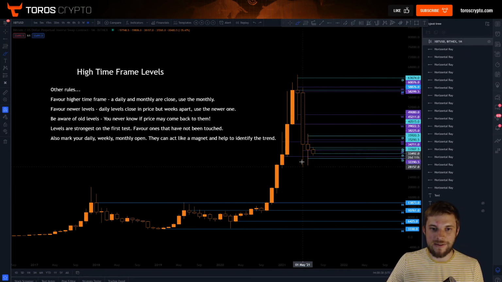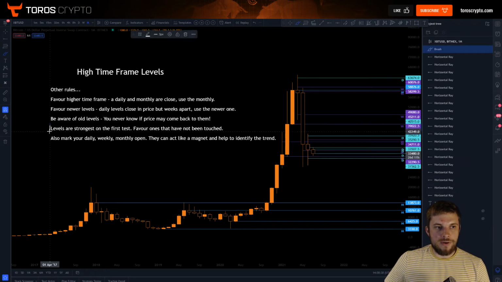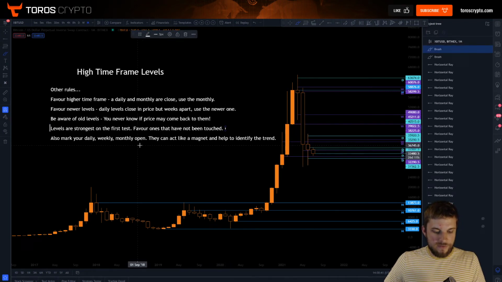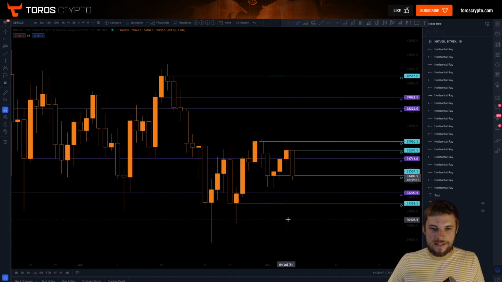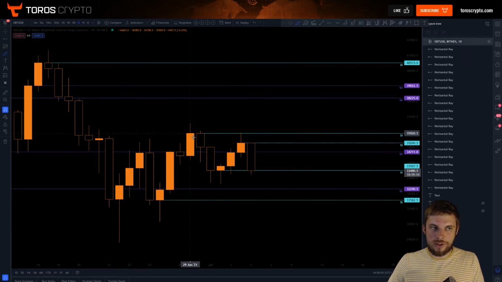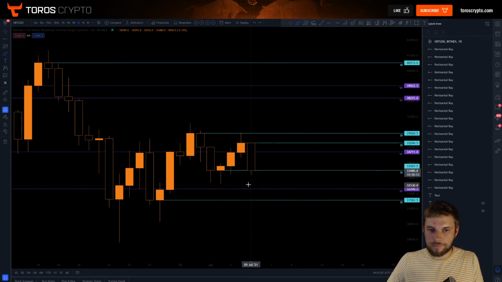If price does come back down into those levels, you've got to know where they are, and you've got to be able to react when price does get there. So also, levels are strongest on the first test, so favor the ones that have not been touched. So again, you could see as I was going through, as a level gets hit, you wouldn't remove it from your chart unless you see, so for example, we've come down today, we've hit a daily level, okay? There's no need to remove this from your chart unless you start to see this closing through, okay? And then coming back up and starting to close through again. You still got to be aware of this, but it's strongest on the first time, okay?